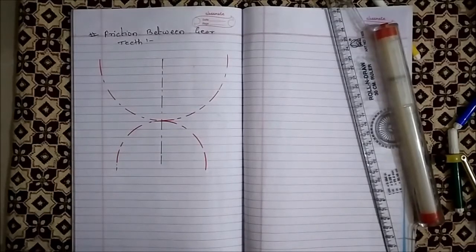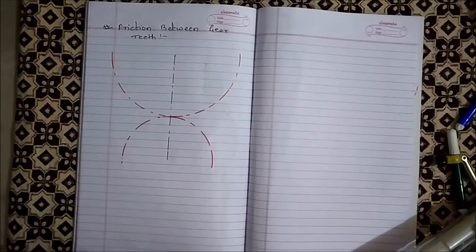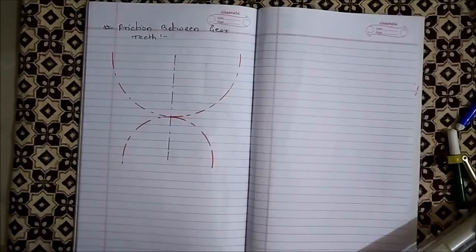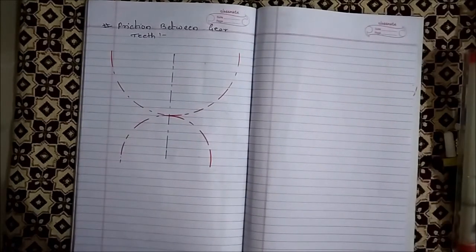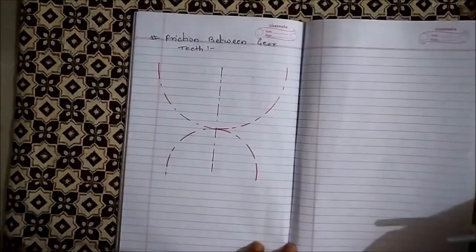Hello everyone, let's start the new topic from the unit of spur gear, that is friction between gear teeth. In this lecture we are going to discuss the condition for minimum frictional loss. So let's start with the construction of the figure.